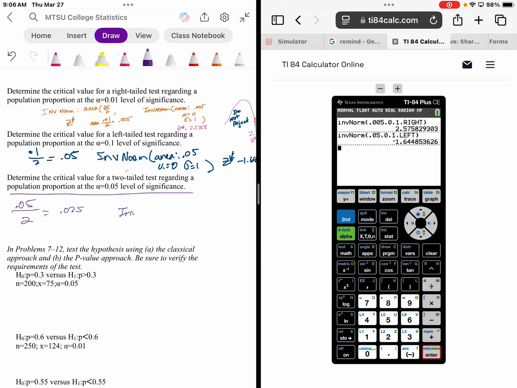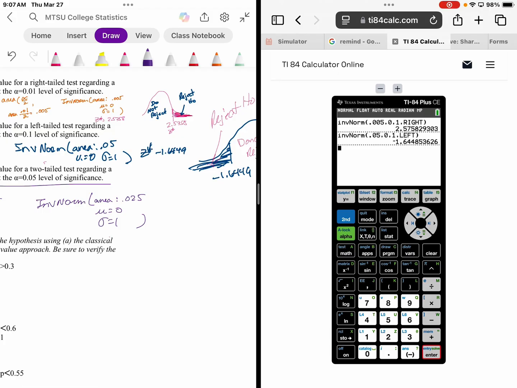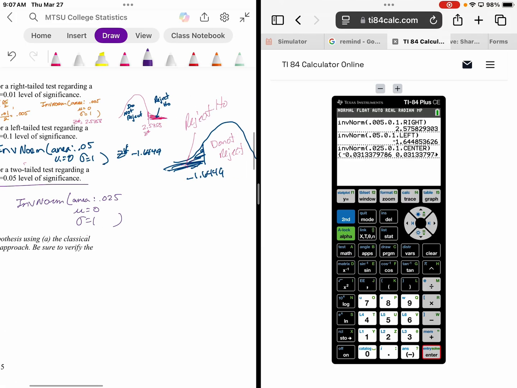So I'm going to do an inverse norm. My area is 0.025, mean is 0, standard deviation is 1. And when I do that, it says not equal to, which is technically a center. That is a center one. Not equal to is basically a two-tailed, so you have two shaded. So we would choose center here, and it's going to give me two values.